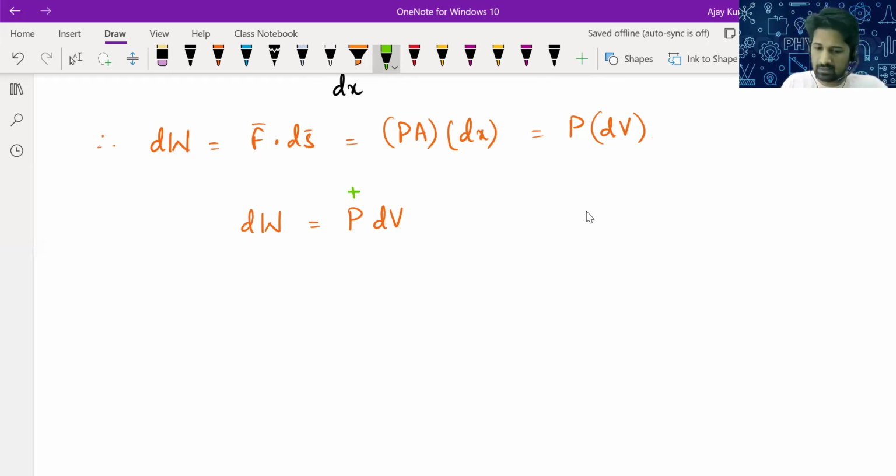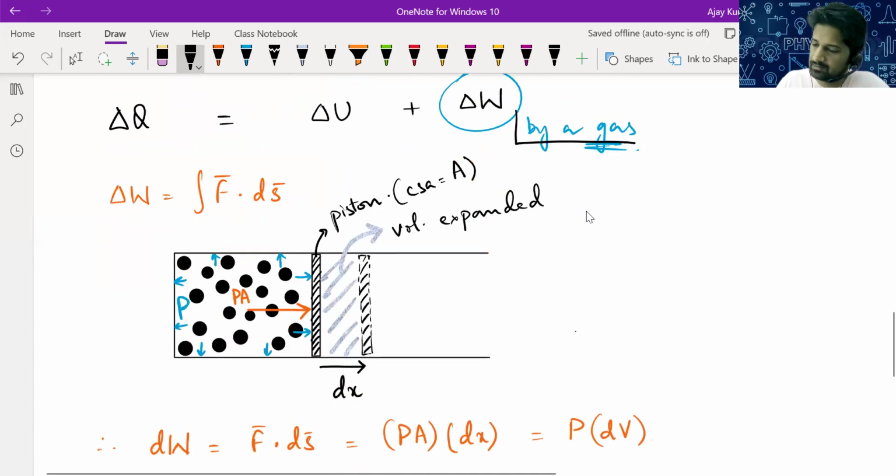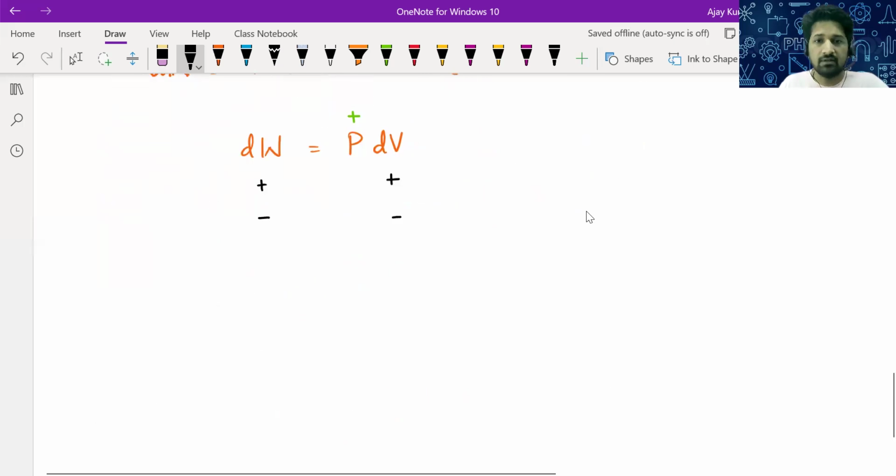Now, if dV is positive, then work done will be positive. If dV is negative, work done will be negative. What is dV? Small change in volume. When does dV become positive? When volume is increasing. Means when gas expands, dV will be positive. Work done by the gas will be positive. We are deriving the expression for work done by a gas. So if a gas expands, work done by the gas will be positive.